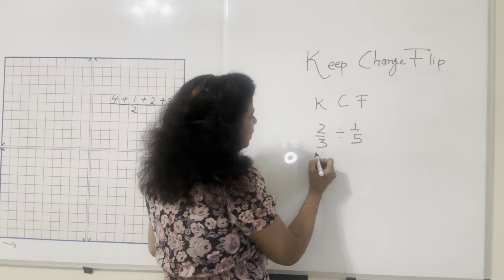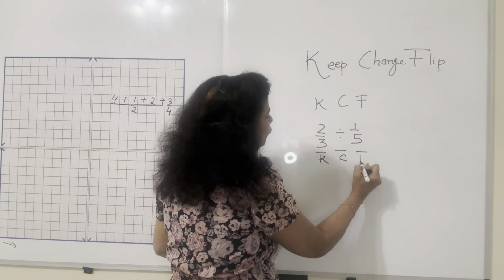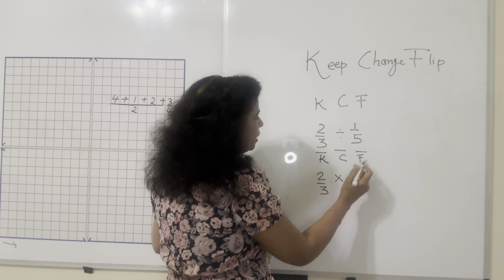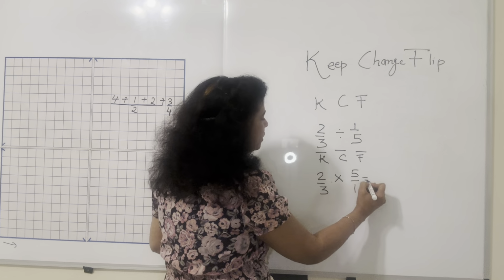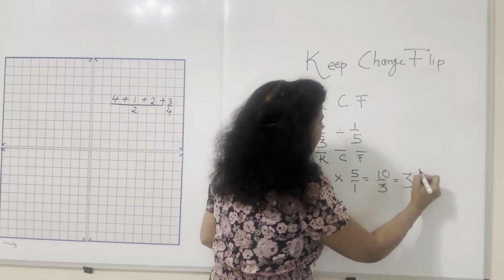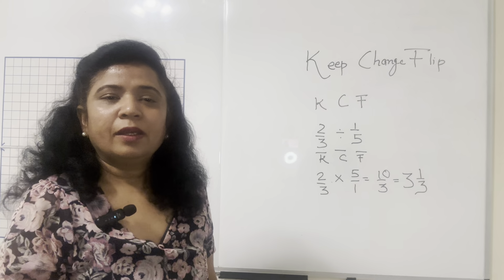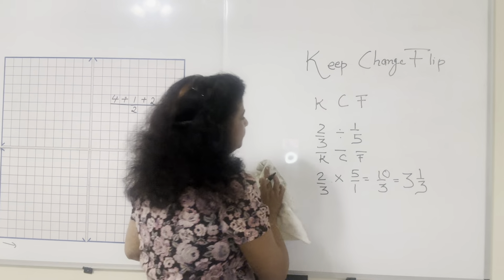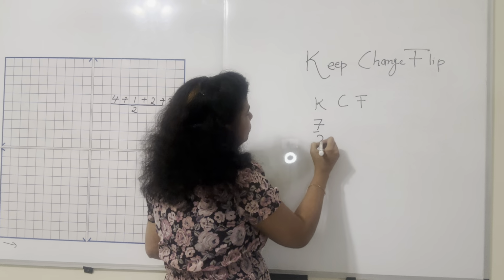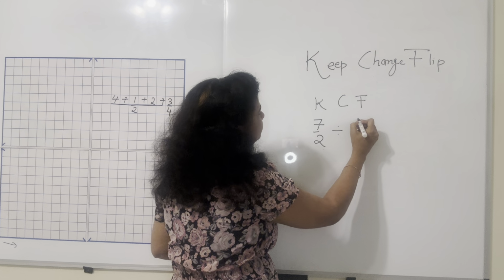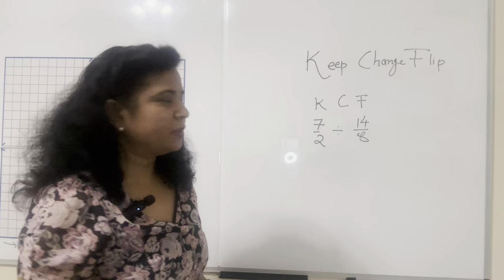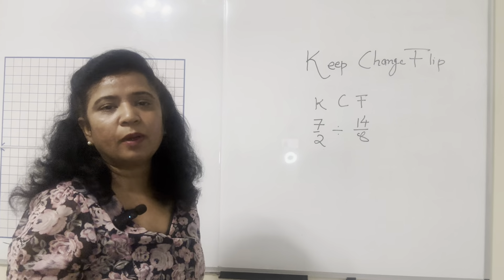So 2 over 3, you keep this one, you change this one and you flip this one. So it is 2 over 3, you change the sign from division into multiplication and you flip this into 5 over 1, which is 10 over 3. Which is 3 and 1 over 3. Again, let's take one more example. You have 7 over 2 divided by 14 over 8. I'm just taking random numbers.